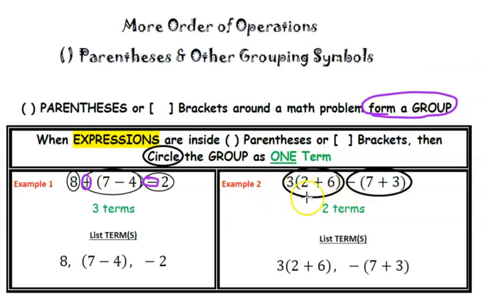So we circled this one. 3 times the quantity 2 plus 6, that's your first term. And the second term is take away the quantity 7 plus 3. That's your second term. So they get a little more complicated, but not difficult once you understand how it works.